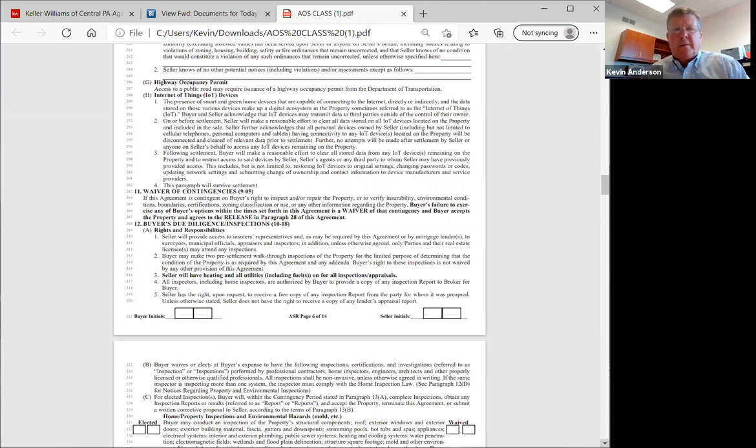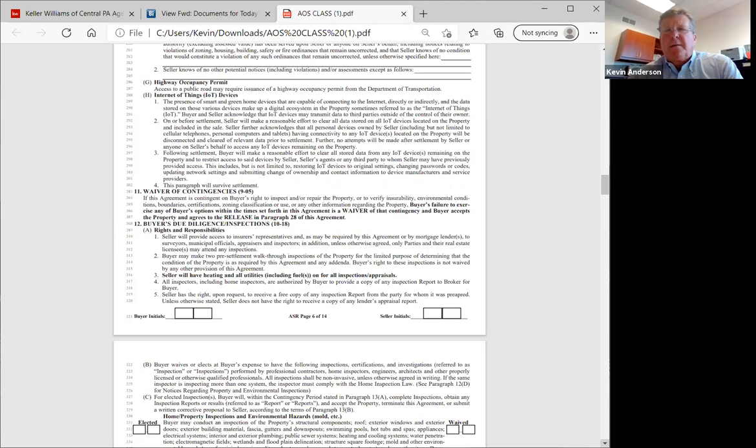Paragraph H under the seller's disclosures. I like what they call it, Internet of Things, or IOT devices. I'm going to read it. The presence of smart and green home devices that are capable of connecting to the internet directly or indirectly, and the data stored on those various devices make up a digital ecosystem in the property, sometimes referred to as the Internet of Things. I'm old, so I never heard of that before.